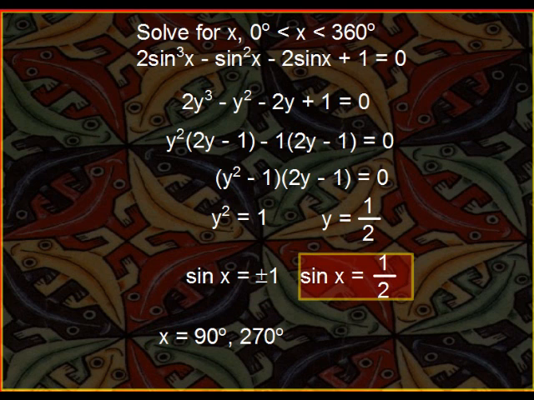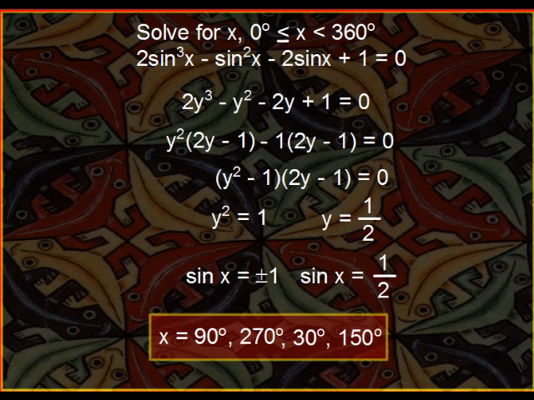For this one, you have to think, where is the sine positive? That would be quadrants 1 and 2. The reference angle is 30 degrees. So there we are with our solutions.